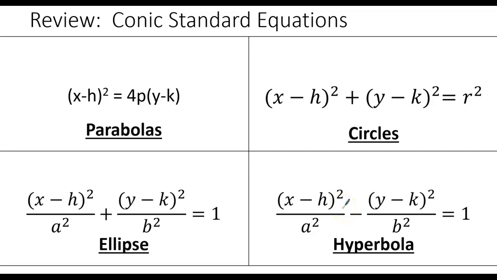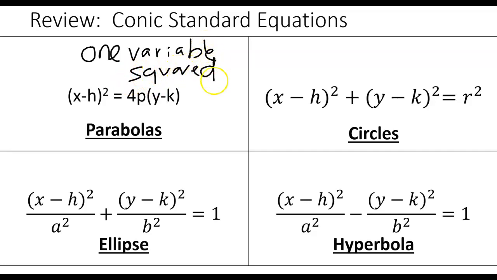Okay, so for a parabola, the thing that makes it unique is that there is only one variable squared. Only one variable is being squared. So over here you guys can see the x is being squared, but not the y. Now just so you guys know, you may recall that you could also have this thing written like this, but it doesn't really matter which one it is, because in either case you only have one variable being squared.